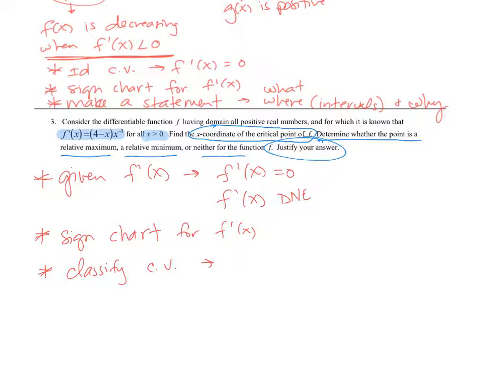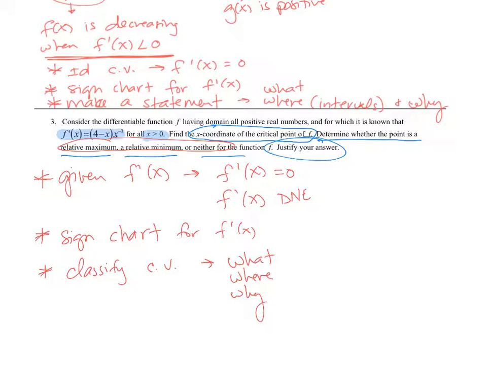And that means that you're going to state the what. What is it? Is it a relative min, max, or neither? Where? What's the x value that this is happening at? And why, or how do you know? Okay, and again, that goes along with the whole idea that f prime of x changes from positive to negative for a max, or f prime of x changes from negative to positive for a min.